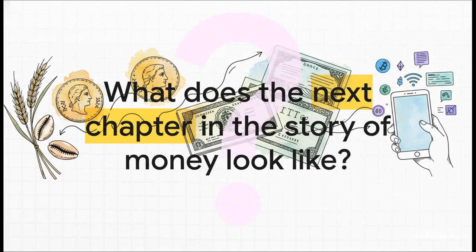So from trading shells in wheat, to minting gold coins, to trusting in little pieces of paper, all the way to just tapping our phones, the evolution of money is really the story of us. It's the story of human civilization. It tracks our ever-changing ideas about value, trust, and technology. And so the only real question left is, what does the next chapter look like?